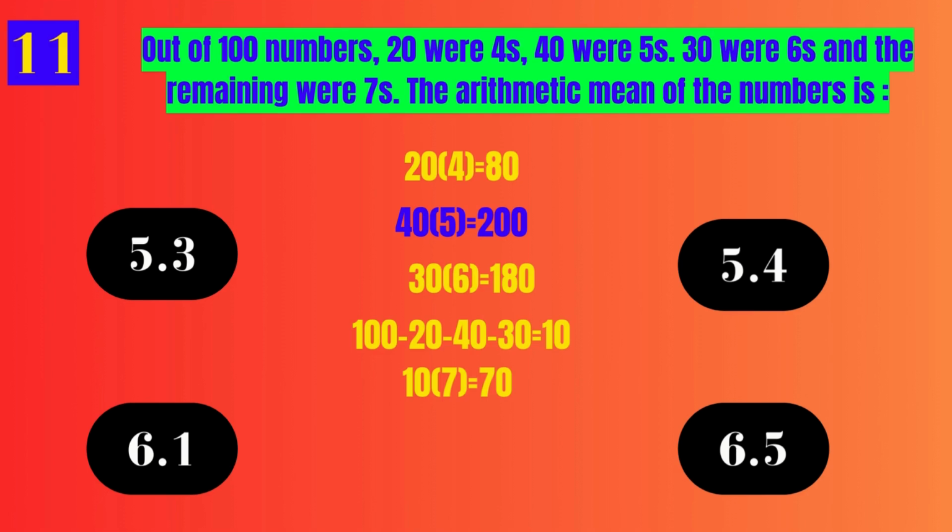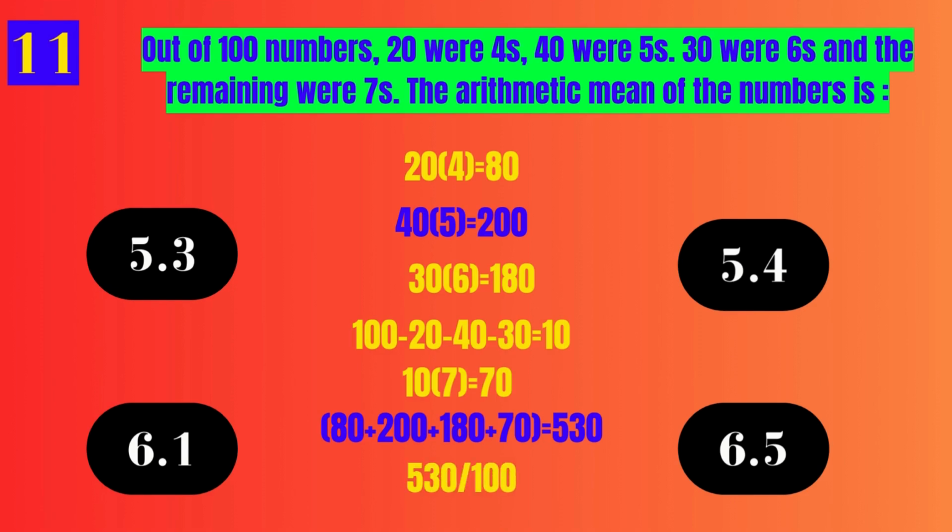Now, add up the sums. 80 plus 200 plus 180 plus 70 is equal to 530. There are 100 numbers in total. Now, divide the sum by 100. 530 divided by 100 is equal to 5.3. So, the arithmetic mean of the numbers is 5.3.